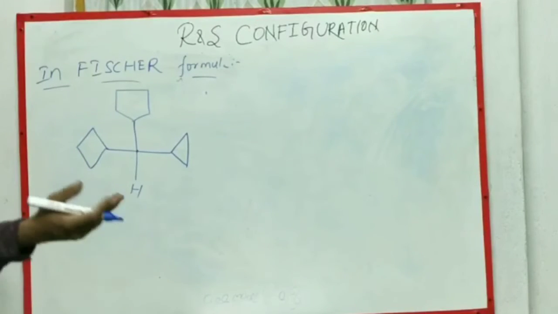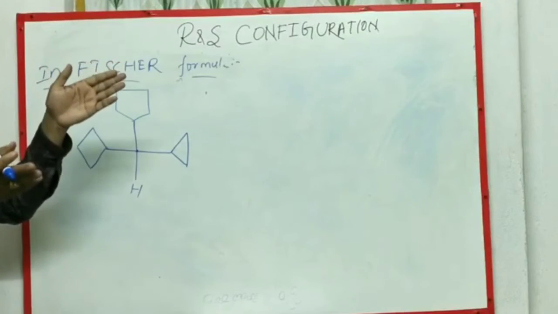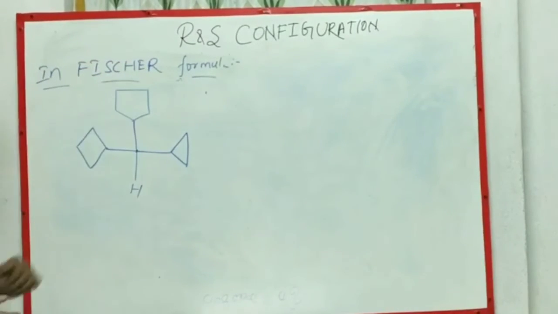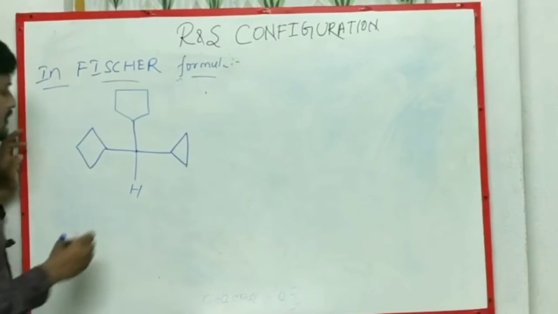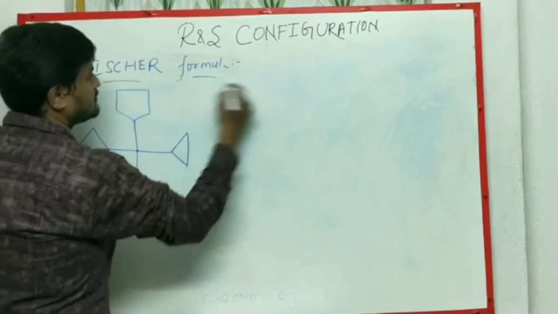In the case of a double bond, we expand the double bond: C double bond C becomes C, C bond C. A C triple bond C becomes C, C bond C, bond C, bond C, like this. Here we can expand this one first.